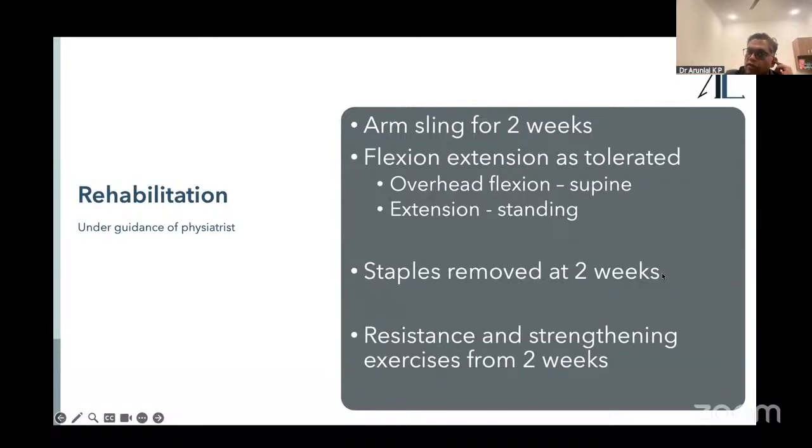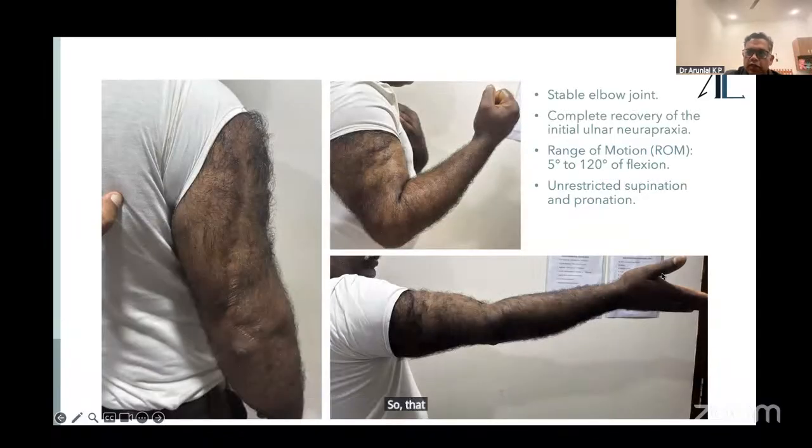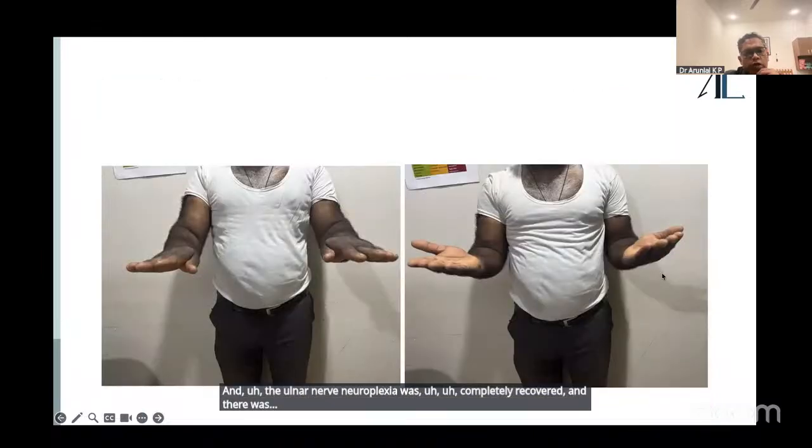An arm sling was given for 2 weeks, then flexion extension as tolerated. The staples were removed at 2 weeks, with resistance and strengthening exercises from 2 weeks. So that was the follow-up at 2 years 6 months. We can see a well united distal humerus. That is his function. He has a stable elbow, and the ulnar nerve neuropraxia was completely recovered, and there was unrestricted pronation and supination.